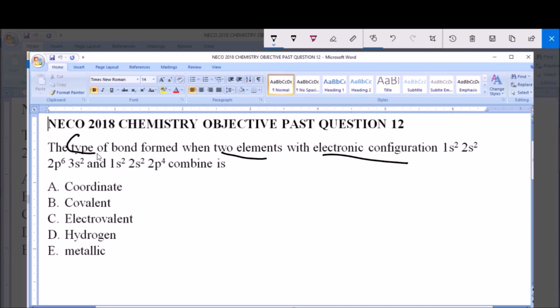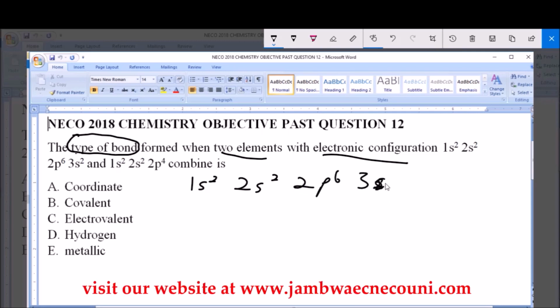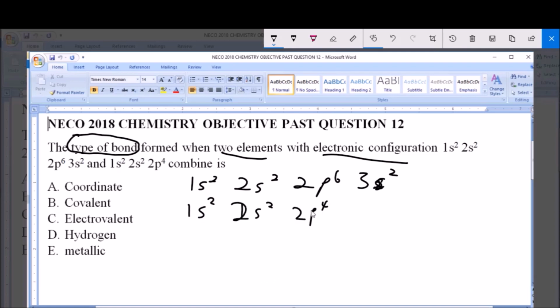to deduce the type of bond that will be formed between those two elements. So let's look at the two electronic configurations and try to see what elements they are, or what kind of elements they are, so we can then have an idea of the type of bond they are likely to form. Now the first one is 1s2, 2s2, 2p6, 3s2. Now to get the total electron count, you just add up all these numbers together, and that will give you the total number of electrons in one atom of that element. So 2 plus 2 plus 6 plus 2 is equal to 12 electrons.